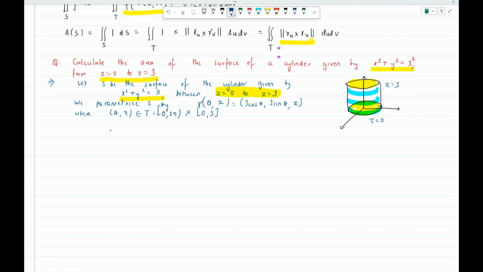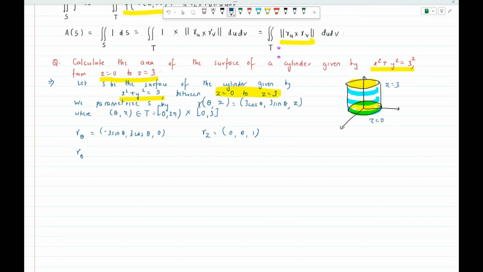So let's go ahead and evaluate the fundamental vector product. For that, I will need the partial derivative of gamma with respect to theta, and that is going to be minus 3 sin theta, 3 cos theta. Since z equals z, it is independent of theta, this is going to be 0. Whereas the partial derivative of gamma with respect to z is going to be 0, 0, 1.